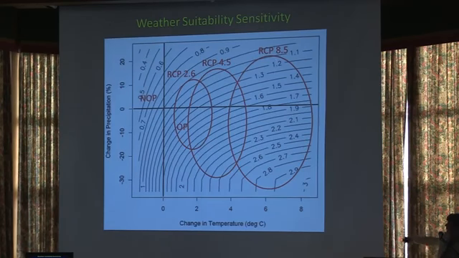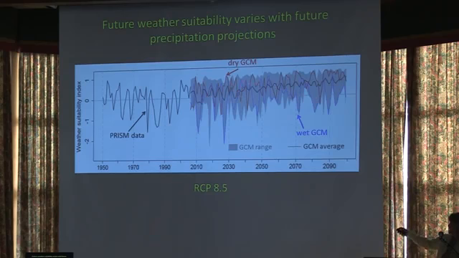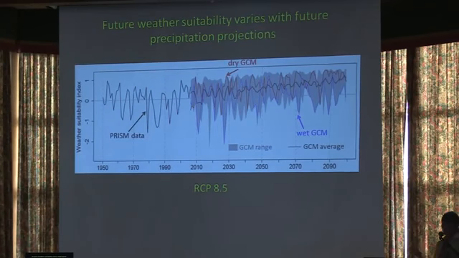But there's obviously a lot of variation, particularly here on the precipitation y-axis. This is looking from 1950 through 2099. The black is the model applied to PRISM data. This dark black line is the average of the 10 GCMs, and the gray is the range bounded by those. This blue is a wet model, the red is a dry model. So you can see that, according to this model, the amount of precipitation is having a large effect on what the overall weather suitability would be.